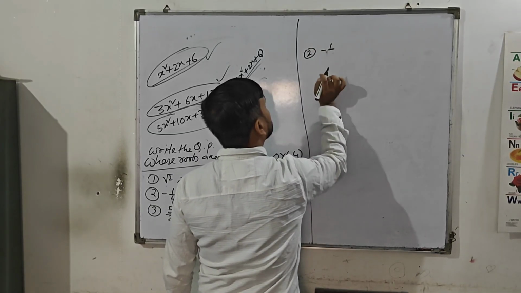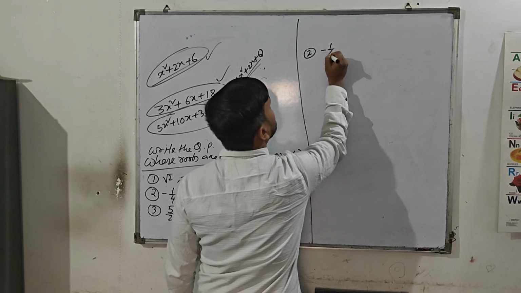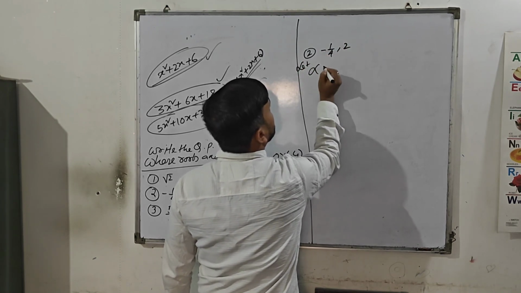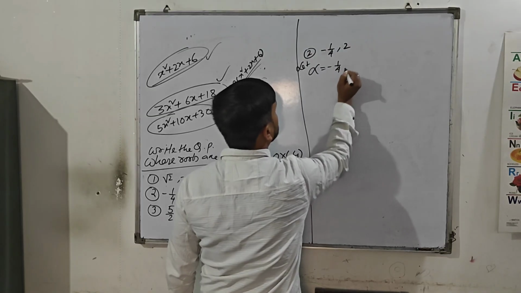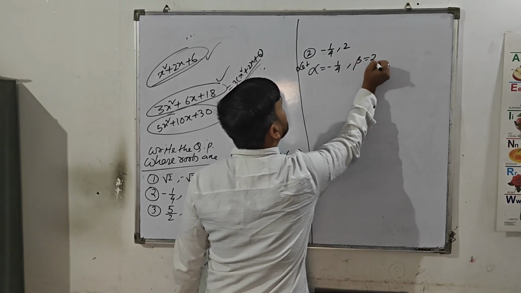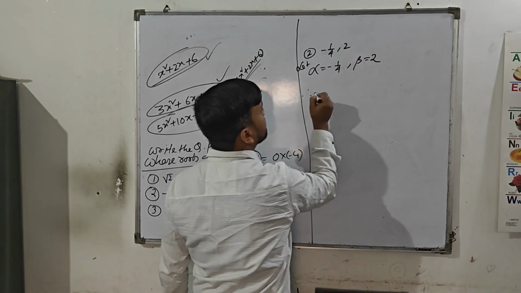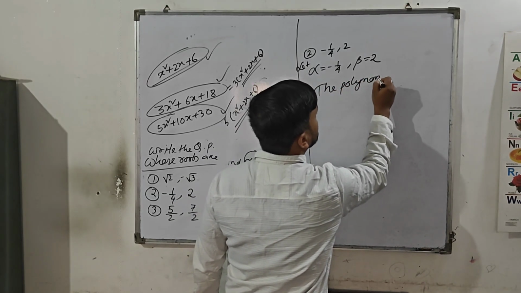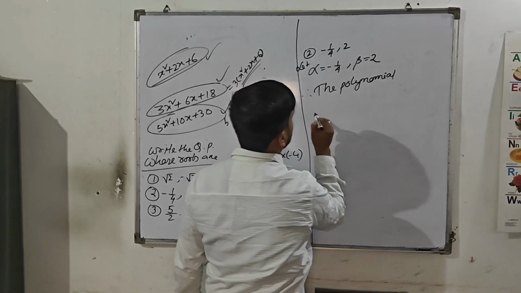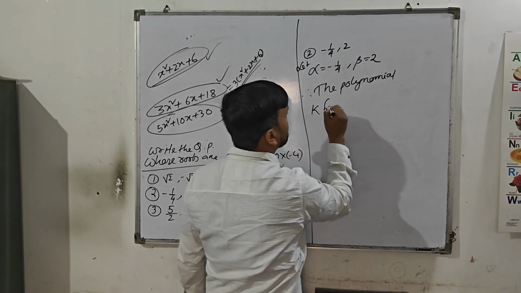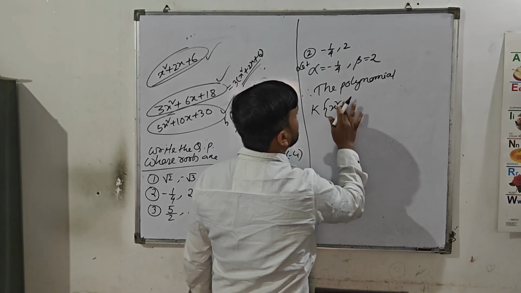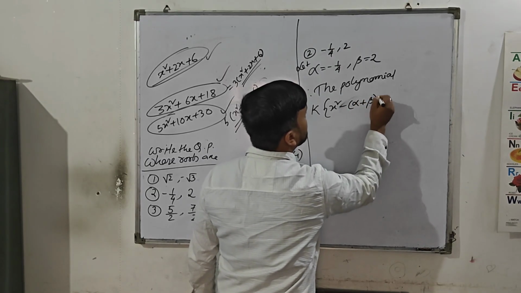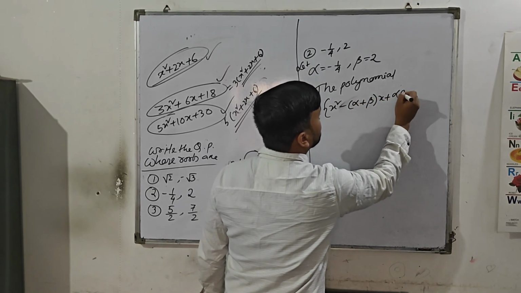Minus 1 by 4, not 2. Let alpha equal to minus 1 by 4, beta equal to 2. Therefore the polynomial: x square minus what? Sum of the roots, product of the roots.